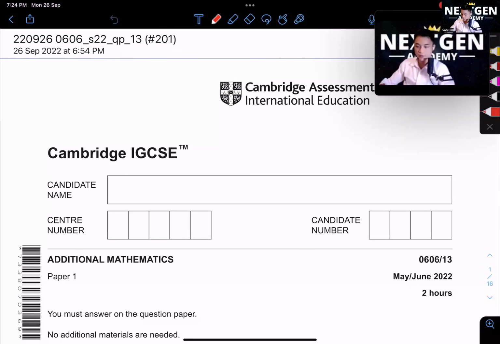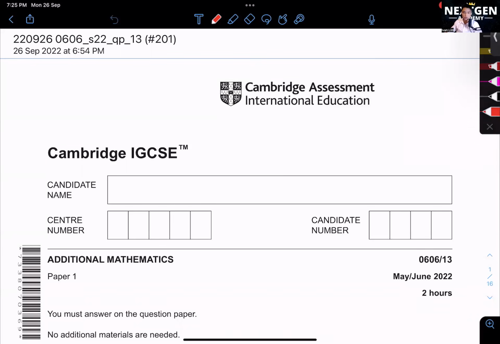All of you can see my screen. Today we will be going through the May-June 2022 paper. This is paper 1-3. We've gone through quite a number of papers already, and I've seen significant improvement from all of you.